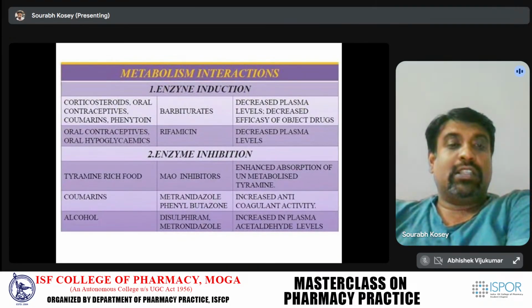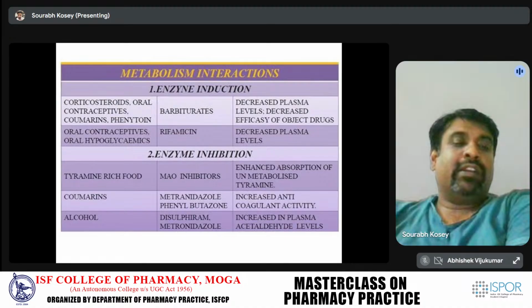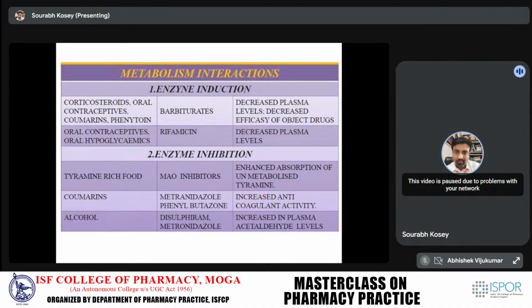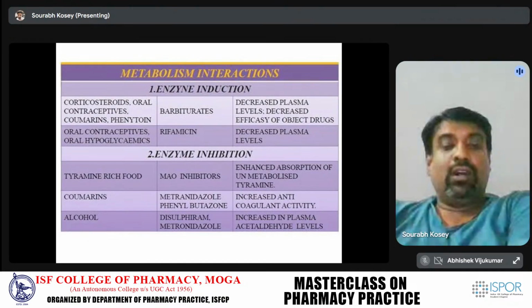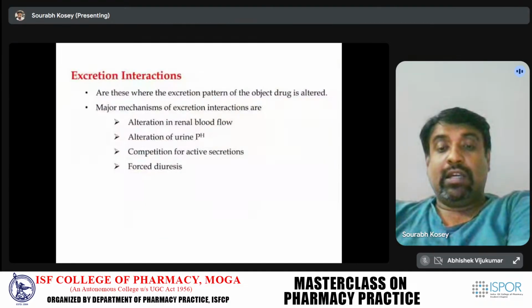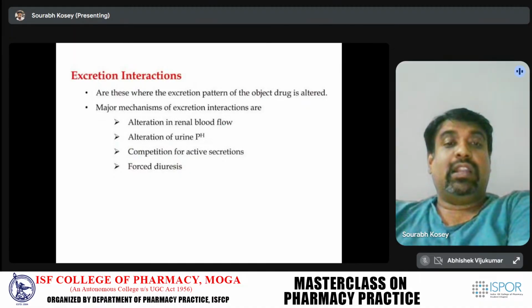Metabolism interactions like corticosteroids and barbiturates may decrease plasma level and decrease the efficacy of the object drugs. Oral contraceptives and oral hypoglycemics with rifampicin: decreased plasma level. Tyramine-rich food with MAO inhibitors; coumarins with metronidazole and phenylbutazone: increased anticoagulant activity; alcohol and metronidazole: increase in plasma acetaldehyde levels. Then excretion interactions are those where the excretion pattern of the object drug is altered.